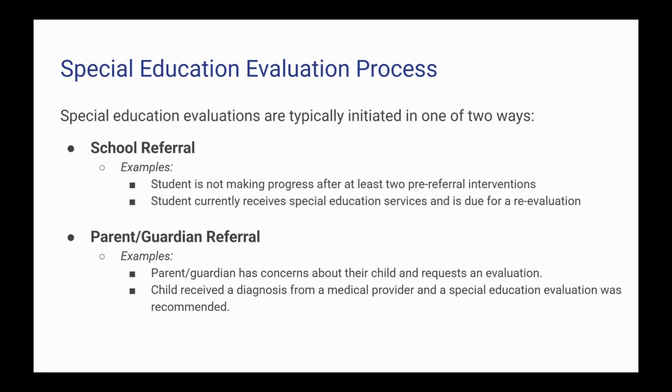So a special education evaluation process typically starts in one of 2 ways, either through a school referral, meaning there are concerns about the student in the school setting, they maybe have done interventions or tried some other things and that's not working. So someone in the school suspects that the child might have a disability, we need to then initiate an evaluation, or it could be every 3 years, we at least need a reevaluation to take a look at continued eligibility. The other common way is through a parent or guardian referral.